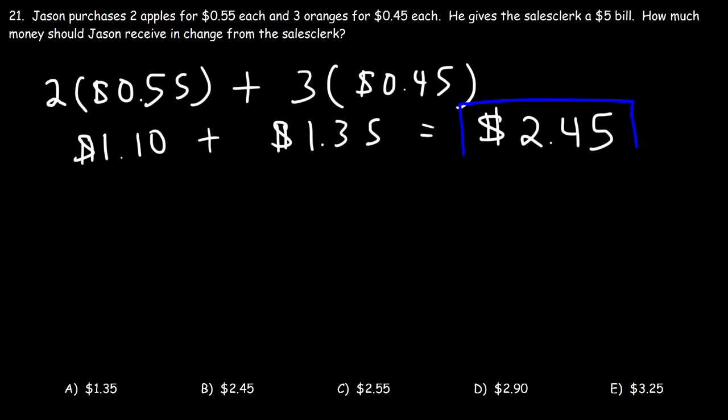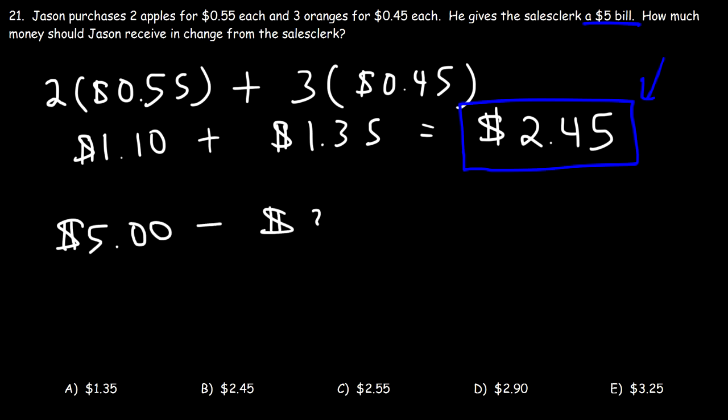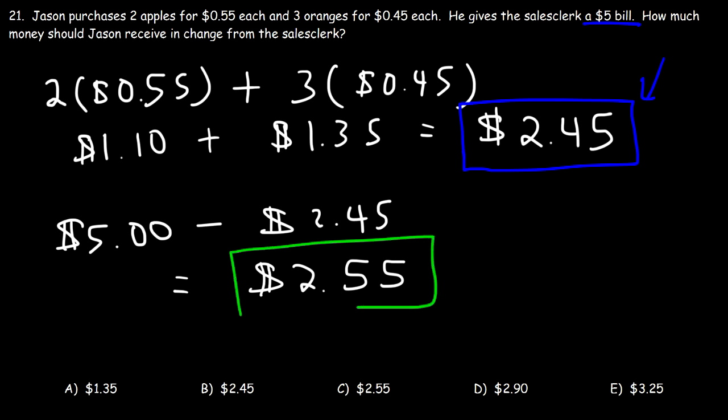Now the amount of change that he's going to receive is the difference between the total cost and $5. So all we need to do is subtract $5 by $2.45. So 5 minus 2.45, that's equal to 2.55. So that's how much change he's going to receive. It's $2.55, which means C is the right answer.